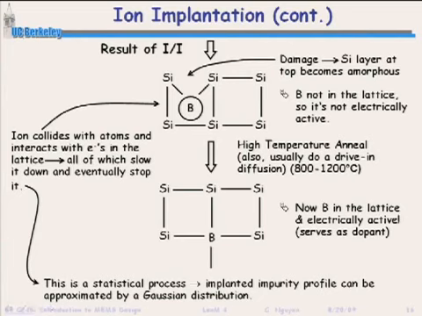So in the end, the process is ion implant, high energy, then anneal. Once you've annealed, meaning go to high temperature, 800 to 1200 degrees C, now the boron is in the lattice, and it acts like a dopant. Your semiconductor is conductive. Okay?